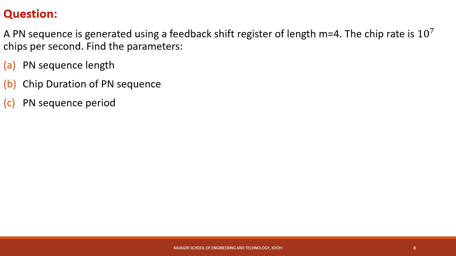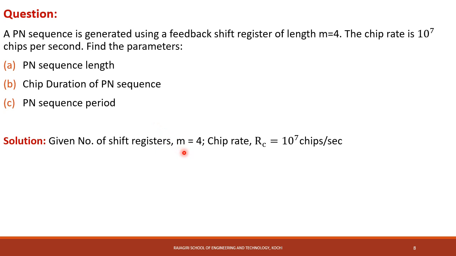Here we are generating a PN sequence using a feedback shift register of length m equal to 4. The chip rate is 10 raised to 7 chips per second. Our aim is to compute the parameters: PN sequence length, chip duration and PN sequence period. So the given parameters are m equal to 4 and Rc equal to 10 raised to 7 chips per second.